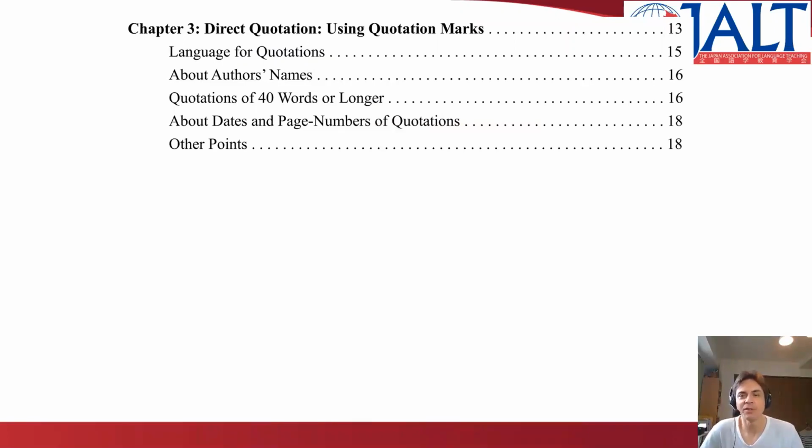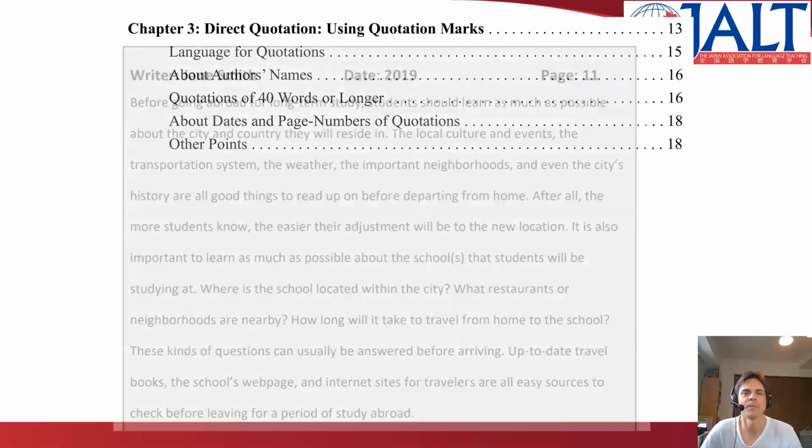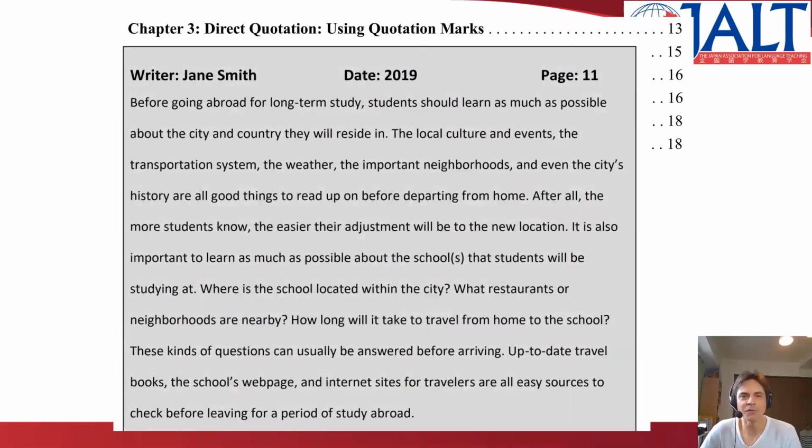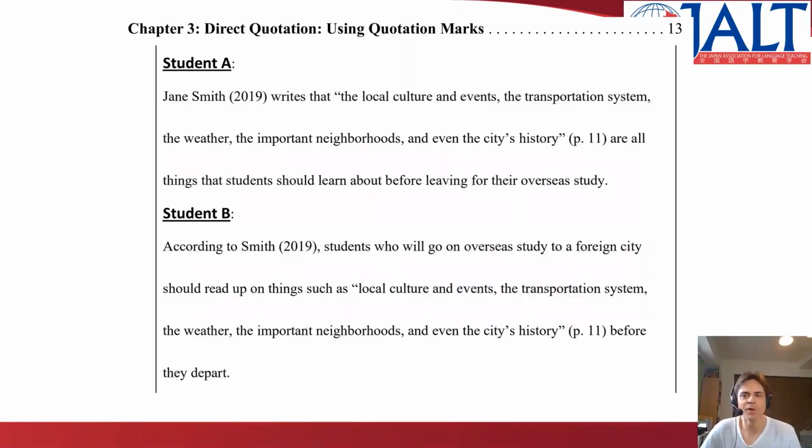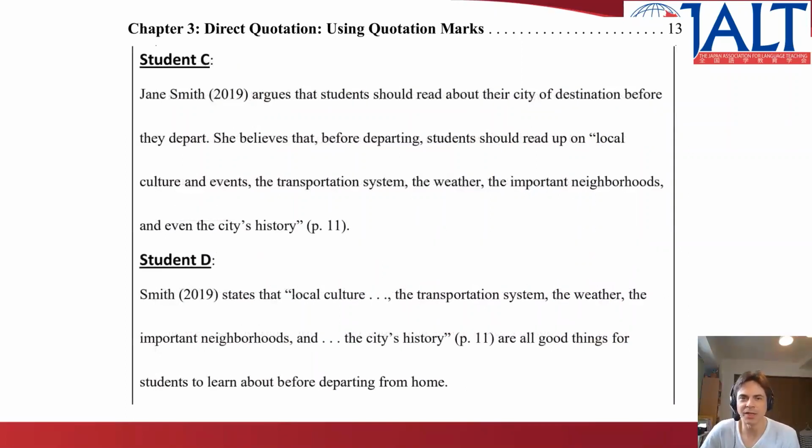Next, chapter 3 is about direct quotations, so using quotation marks in your essay. There's an example from a student source book, such as you might find in the library, like this. The topic is students who go abroad to study. And there are a bunch of examples of how a student would quote that source. So for example, here's student A, student B, student C, and student D. And each one is doing a direct quotation of a sort, but each is a little bit different.